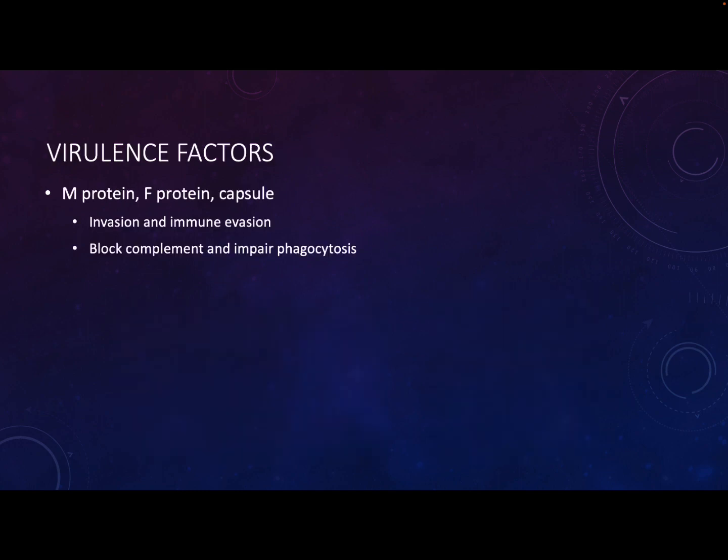They have a number of virulence factors that help with immune evasion, including a capsule, but they also have other proteins that we call M and F proteins that help to block complement and impair phagocytosis. So they can hide from the immune system pretty well.